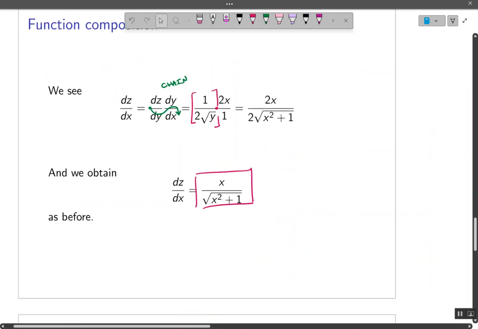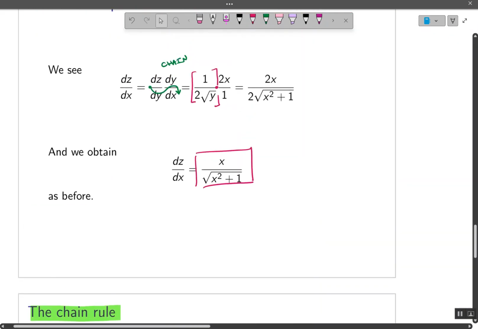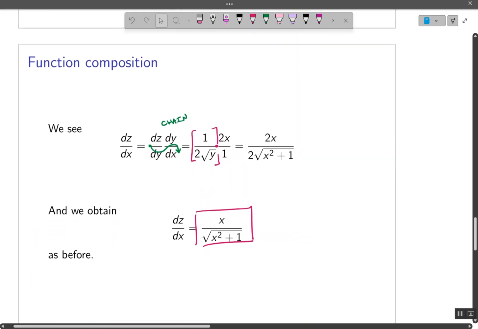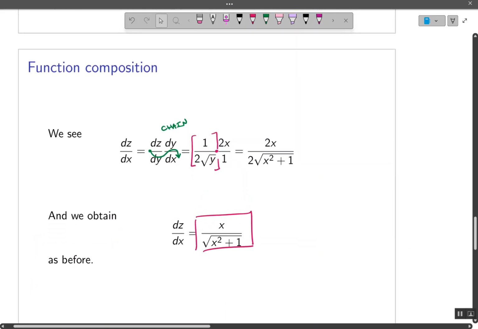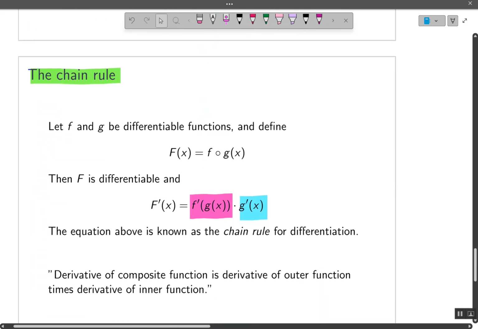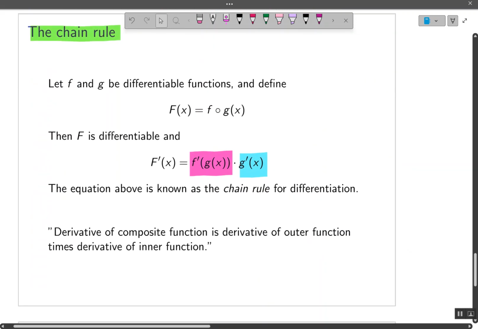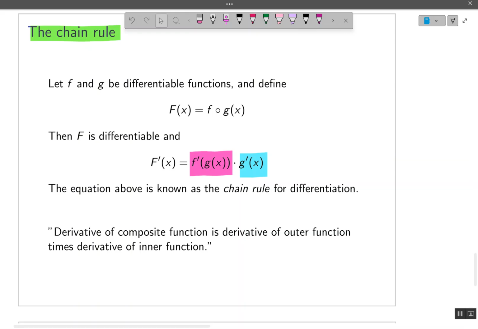Understanding all the details might be a little bit beyond the scope of this course, but we got to be able to actually do problems involving the chain rule. So we're just going to do a bunch of practice. And we'll begin that after stating the actual chain rule.